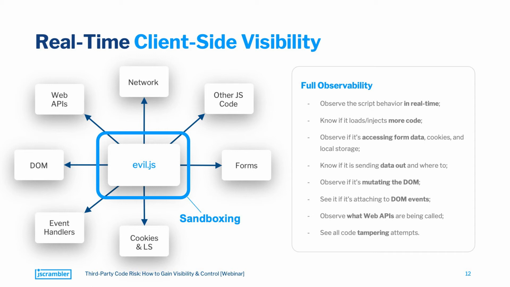For instance, we will know if a script is loading additional code or accessing form data and then sending this data out to a suspicious domain, which is the case of Magecart web skimmers and data exfiltration attacks. We can also observe if the script is mutating the DOM or attaching to DOM events. For example, a script that changes the DOM to display a fake banner that tricks users into accessing a phishing page. Essentially, we will have full observability over any given script.